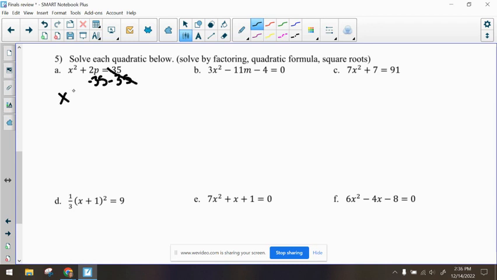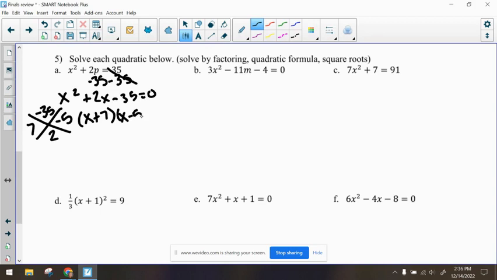so that I'm left with x squared plus 2x minus 35 equals 0. So now I'm going to factor it, where negative 35 would be on top, 2 would be on the bottom. So my factors would be 7 and negative 5. I don't need to divide and slide. This should be x plus 7, x minus 5 equals 0.